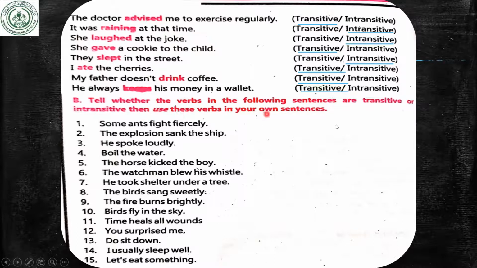Now, what is this? Tell whether the verbs in the following sentences are transitive or intransitive, then use these verbs in your own sentences. Now, dear students, what you have to do in this exercise is find out whether all these verbs are transitive or intransitive. Like, some ants fight fiercely. So what will you say, is it transitive or intransitive? So like this, you have to finish this exercise, complete it and send it to me, and I will check it. This is very important for you. This is homework, dear students. It is homework for you, do it at home and send it to me.